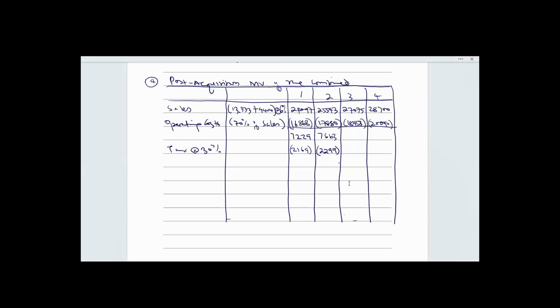Next one, 27075 minus 18,953 equals 8122, multiplied by 0.3, 2437. Okay, 28,700 minus 20,090 equals 8610, multiplied by 0.3, 2583.